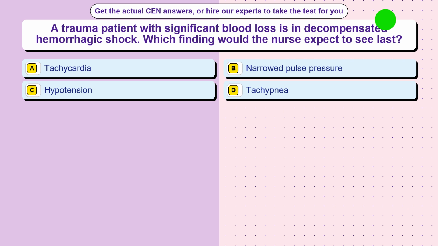Question 25. A trauma patient with significant blood loss and decompensated hemorrhagic shock. Which finding would the nurse expect to see last? Option A, tachycardia. Option B, narrowed pulse pressure. Option C, hypotension. Option D, tachypnea.